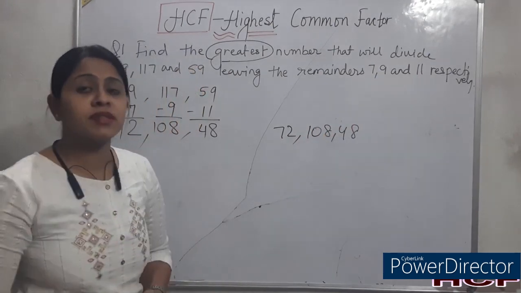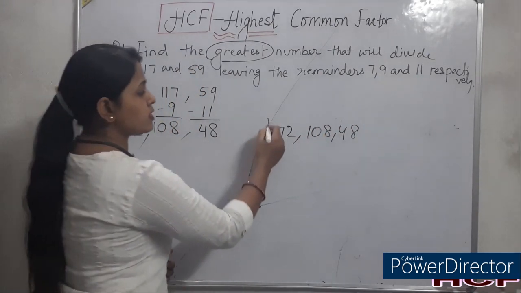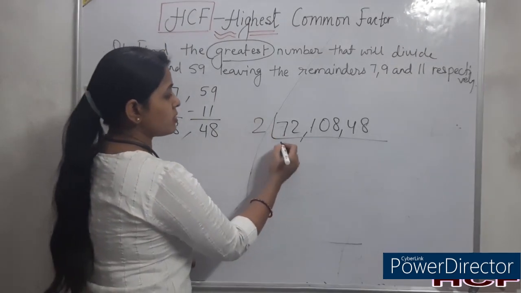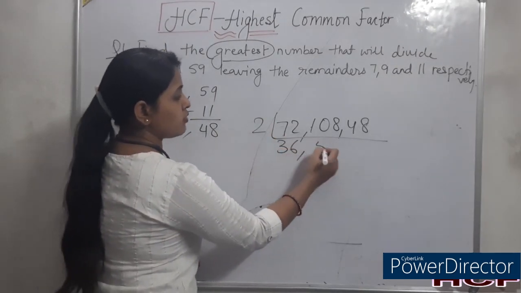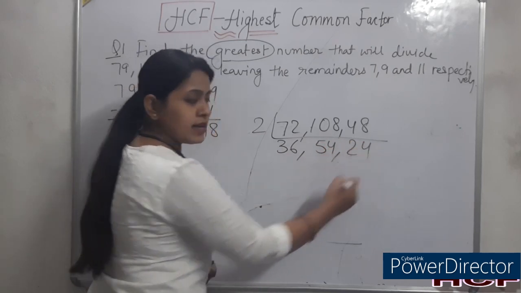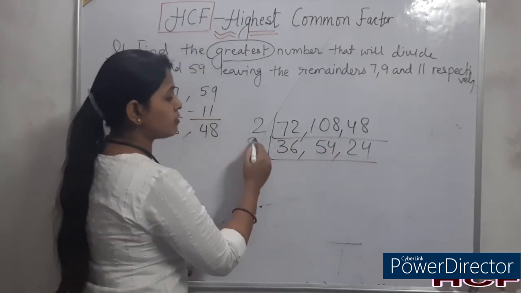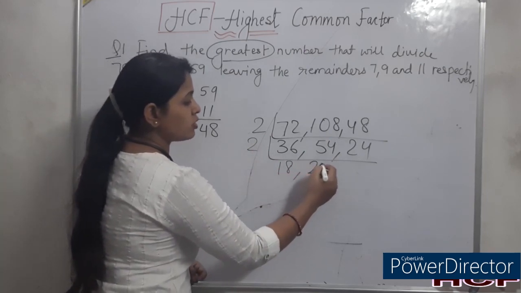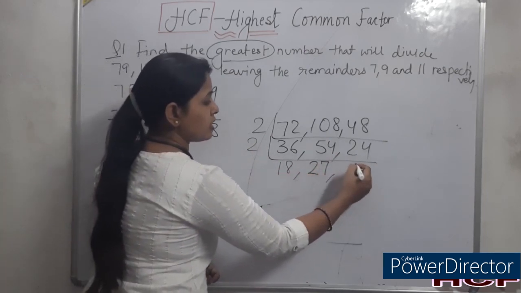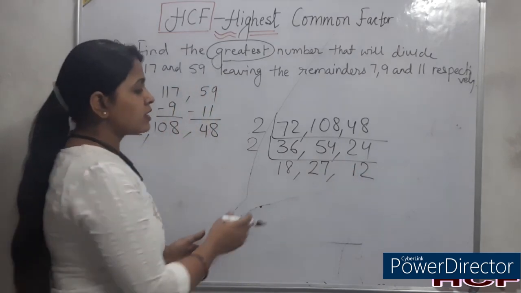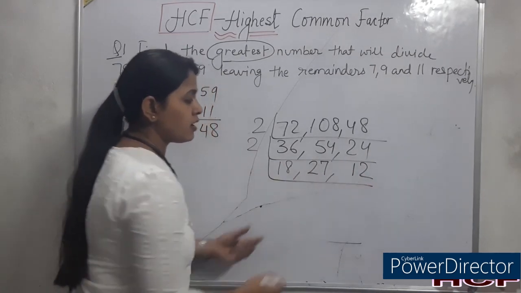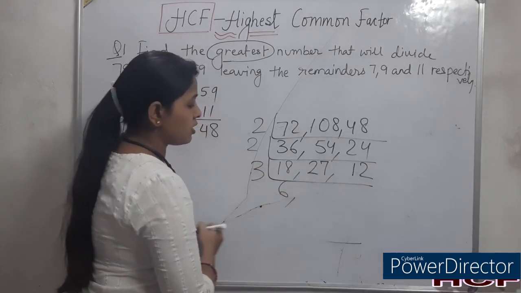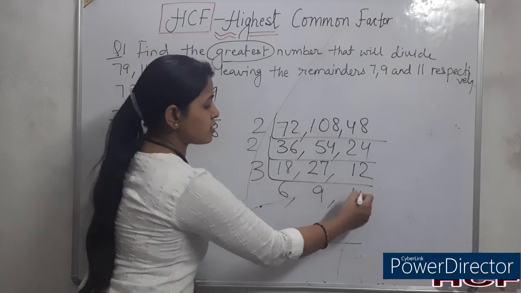Now the step is we have to find the HCF of these numbers. We can apply any of the methods over here. That is, let's take the common division method. 2 into 36, 2 into 54 and this is 24. Okay, now again we can divide it with 2. That is 36 divided by 2, 18, 54 divided by 2, 27 and 24 divided by 2, 12. Okay. Now here we can see that we can take 3 as a common factor. 27 can be divided by 3 also. 3 into 6, 9, 4.